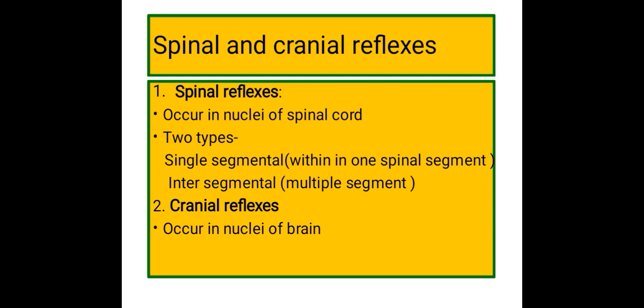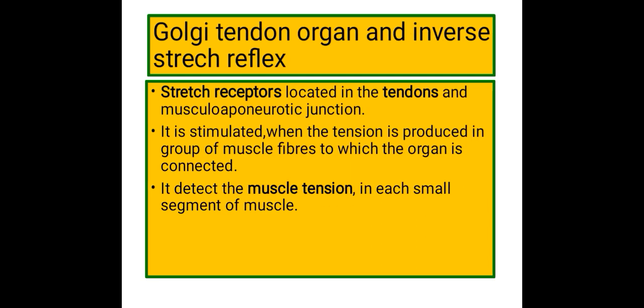Spinal and cranial reflexes. Spinal reflexes occur in nuclei of the spinal cord, and are of two types: single segmental, within the one spinal segment, and intersegmental, multiple segmental. Cranial reflexes occur in nuclei of the brain.